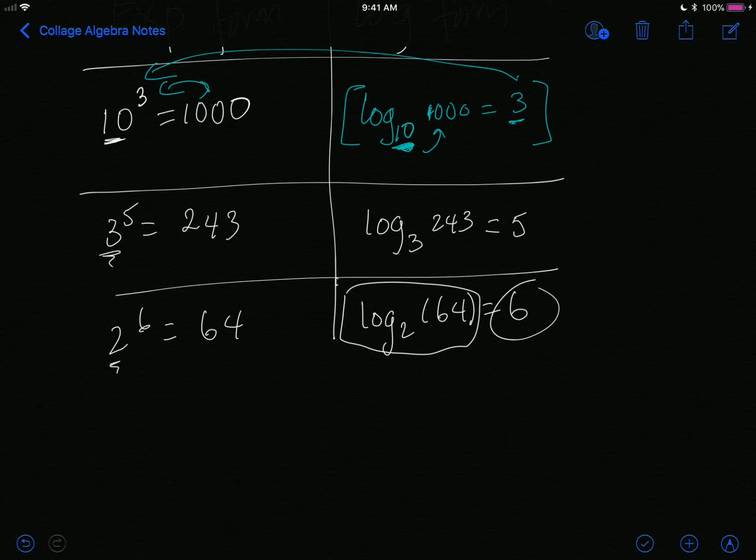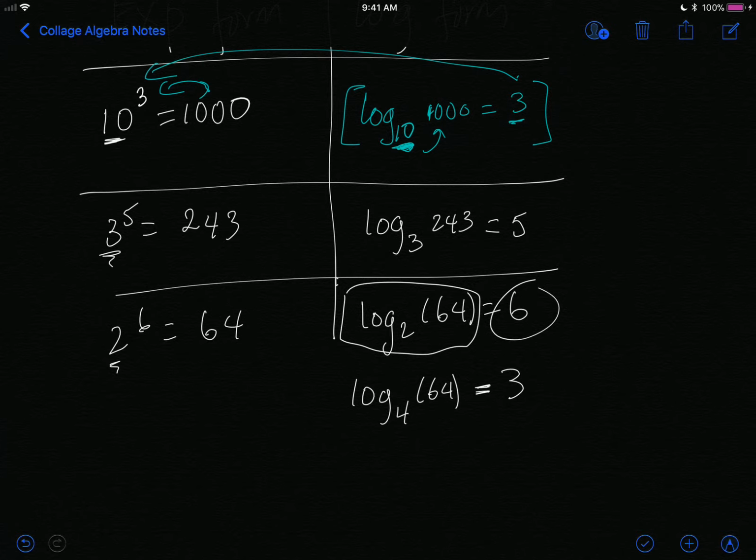An example of why the base is important is if I have log base 4 of 64. Clearly the answer can no longer be 6, because 4 to the 6th power is not 64. In fact, the answer here is going to be 3. So as I change the log base, what the log evaluates to will change.